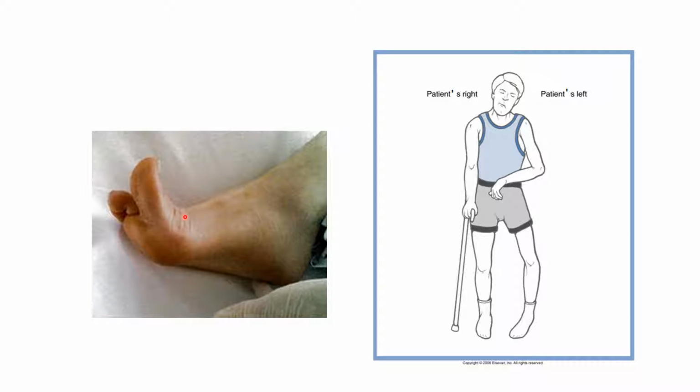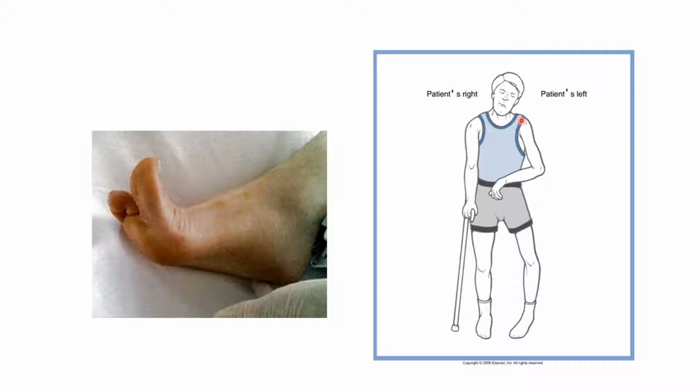This is what an upgoing toe looks like, elicited by the Babinski sign due to stimulation of the lower foot. And this is the appearance that you might see in somebody who has an upper motor neuron lesion in the cortex or the internal capsule, in which there is weakness of the face, arm, and leg.